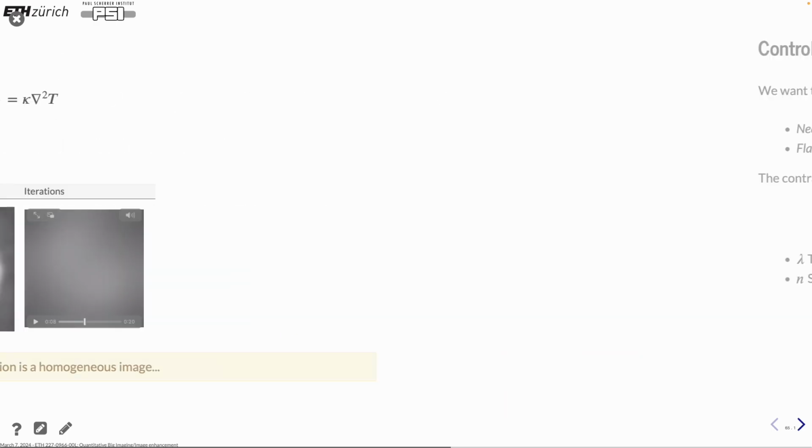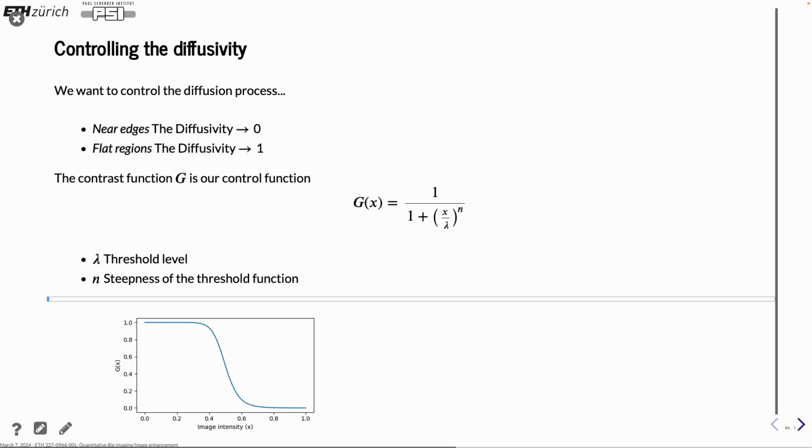And for that, some work was done, and they added a diffusivity control function where you have no diffusion near the edges, and in flat regions you have diffusion 1. That can be defined by this control function, which is a very steep function that goes from 1 to 0 at some threshold level. Here we have to define the steepness of the threshold function and also at what level, so how strong gradients are needed in order to say that it's a 1.